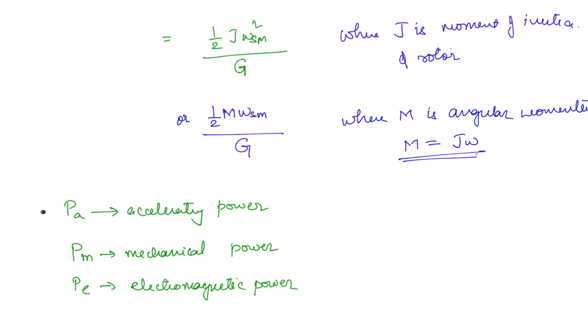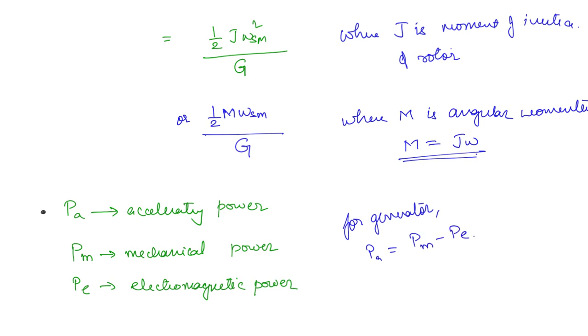So what happens in a synchronous generator? The mechanical input is given to the synchronous generator and it gives an electrical output. That mechanical power input is Pm. Whatever it gives as output is the electromagnetic power developed in the machine, which is Pe. That is why for a generator we write Pa is equal to Pm minus Pe. So for a generator, the accelerating power is nothing but the input minus the output.